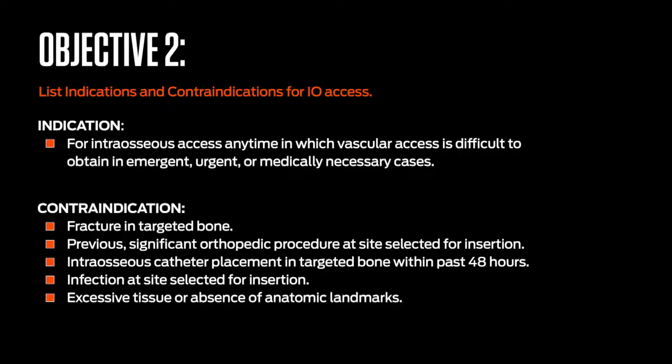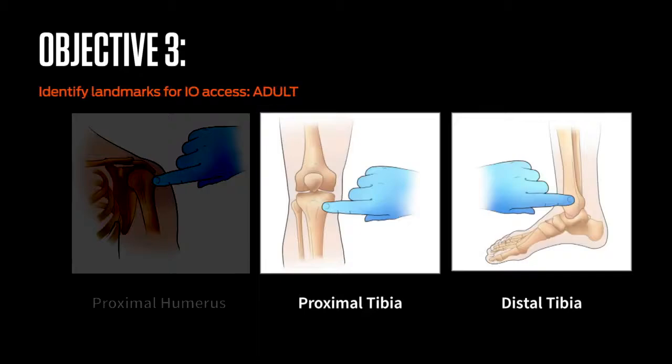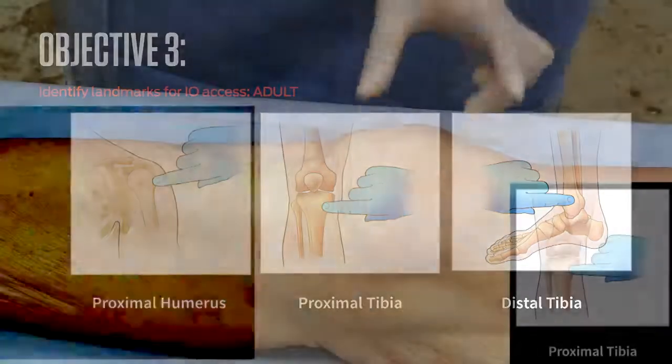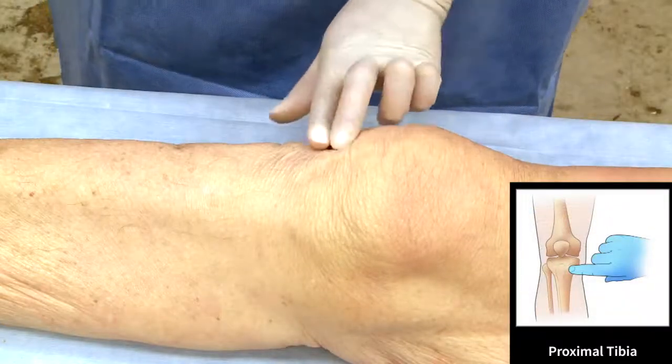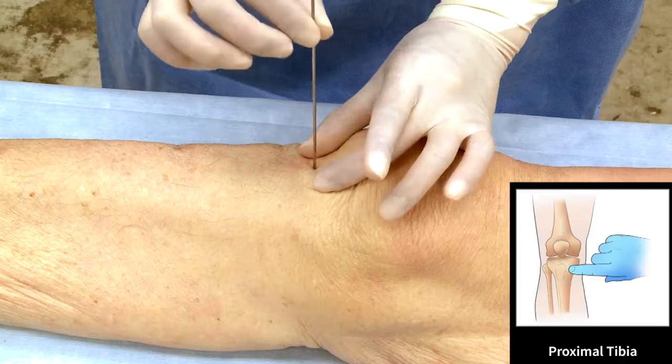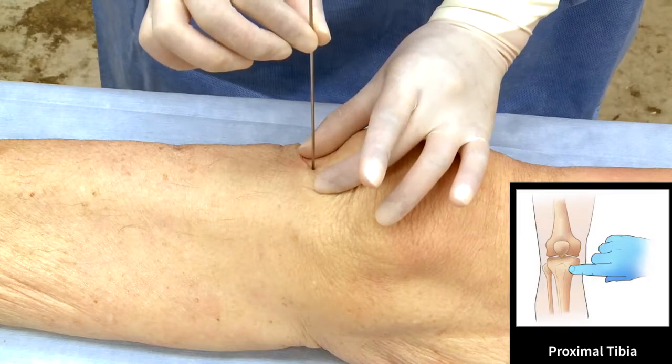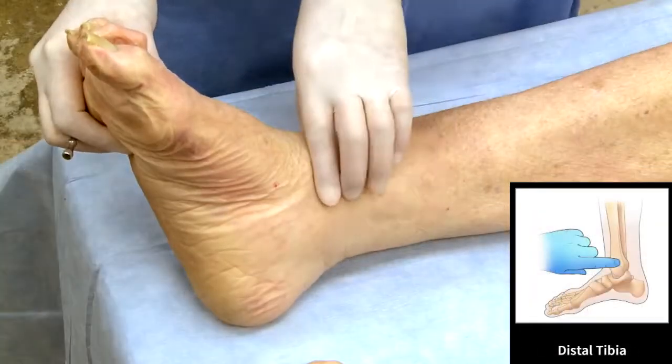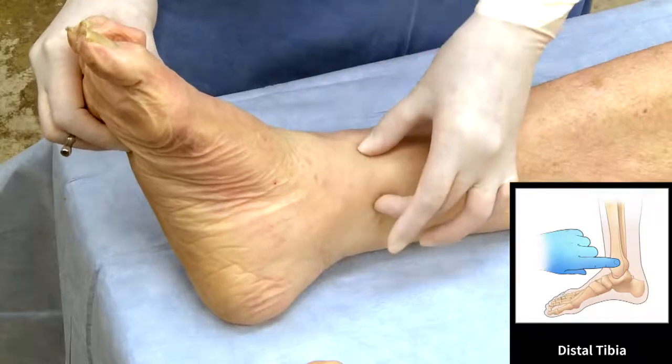This slide illustrates the adult, proximal, and distal tibial access sites. Note that each site of the adult tibia is located medially and approximately 2 to 3 centimeters from the adjacent joint.